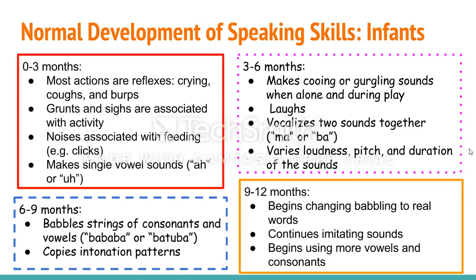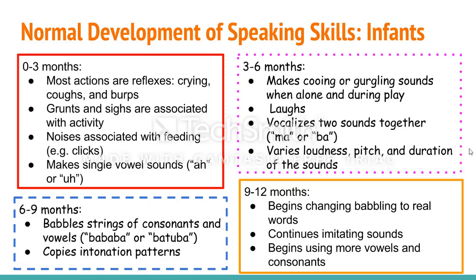Next, normal development of speaking skills in your infants. 0 to 3 months, most actions are reflexive to the physical state of the infant. So these would include crying, coughs, and burps. They may also make sounds like grunts and sighs, which are associated with activity. They will make noises associated with feeding, for example clicks, and they'll make single vowel sounds, like ah.